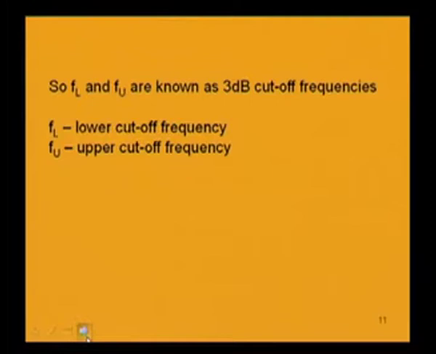So 3 dB cutoff frequencies means immediately we know that the gain has reduced to 1 by root 2 times A naught. So using this analysis we can now proceed to find out what is the lower cutoff frequency. Now when considering the lower frequency region, the capacitances which will be there will be C1, C2 and Ce.